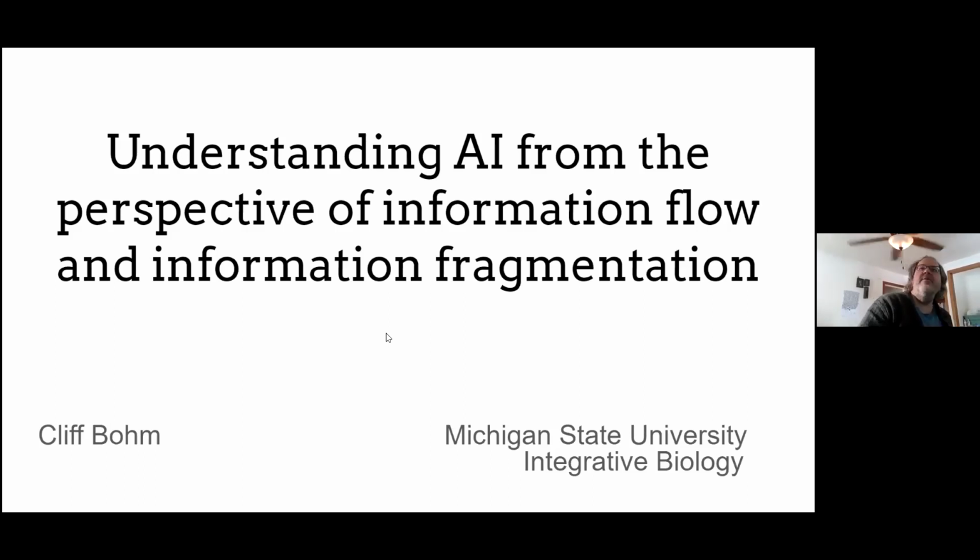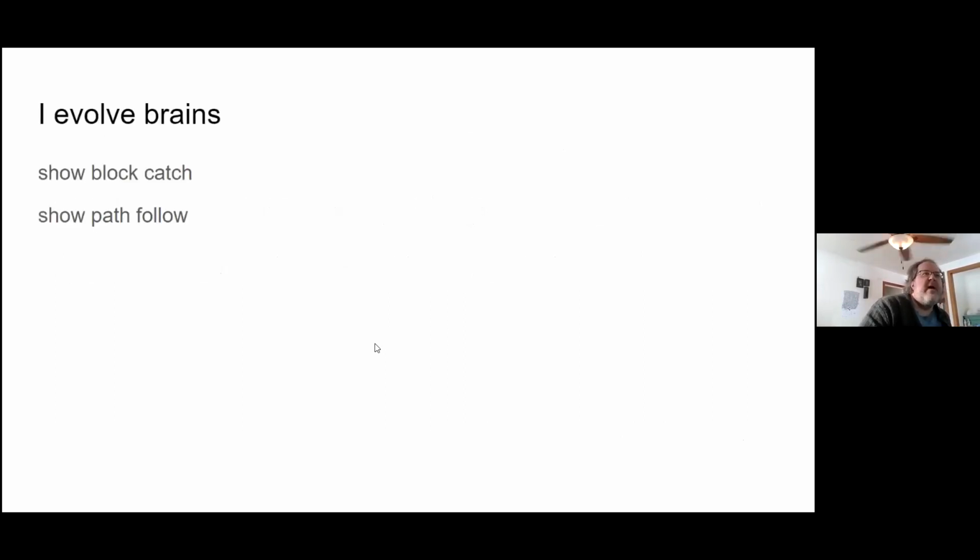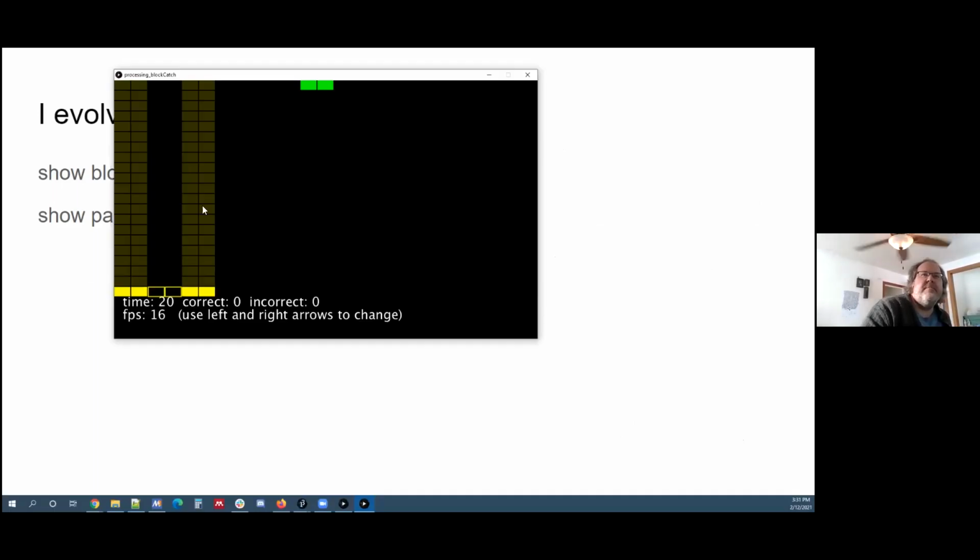So this talk is about understanding artificial intelligence from the perspective of information flow and information fragmentation. So I evolved brains, and I'm going to show you a couple of tasks. This is a block catch task. If you've been around Beacon and you've been around either the Hintze labs or the Adami labs, you've probably seen this task.